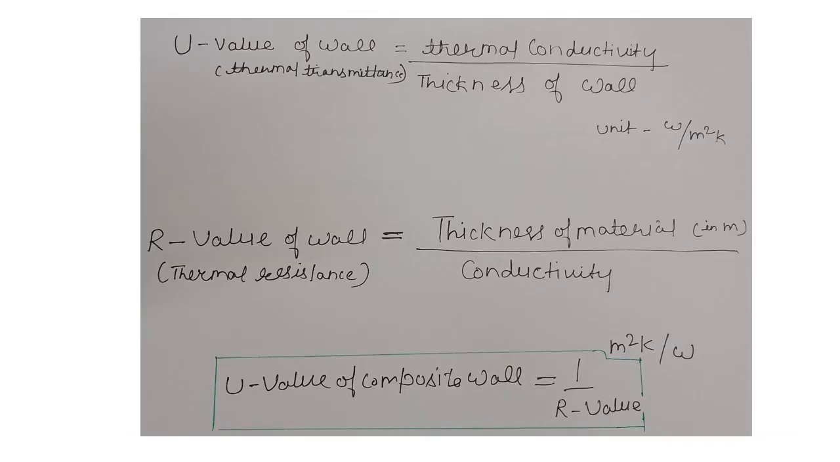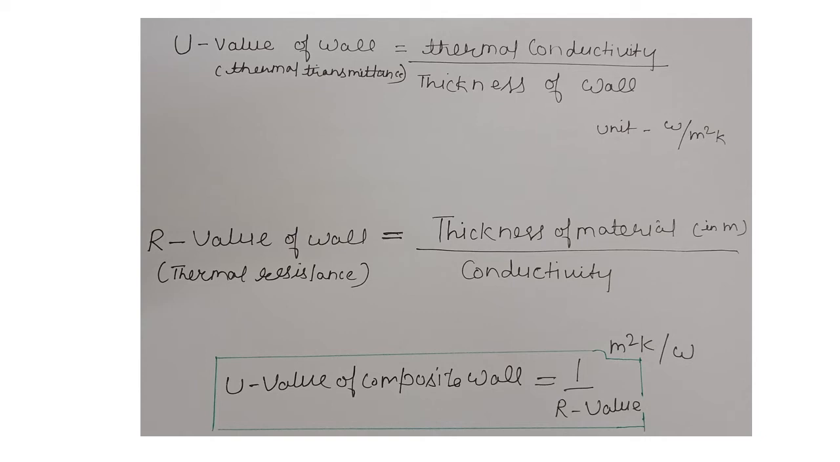And if we talk about the U value of a wall, the U value of a wall is equal to thermal conductivity divided by thickness of wall. If thickness of wall is greater, the U value will be less, and if thickness of wall is minimum, the U value will be maximum. So U value depends upon the thickness of wall, and thermal transmittance varies according to the thickness of wall. But thermal conductivity does not depend on the total thickness of that component or wall. It depends per unit thickness of that material. So thermal transmittance has the unit watt per square meter Kelvin.